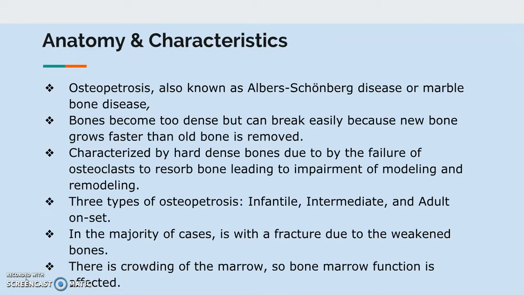Anatomy and characteristics of osteopetrosis. Osteopetrosis, which is also known as Albert-Gomberg disease or marble bone disease. Bones become too dense but can break easily because new bone grows faster than old bone is removed.